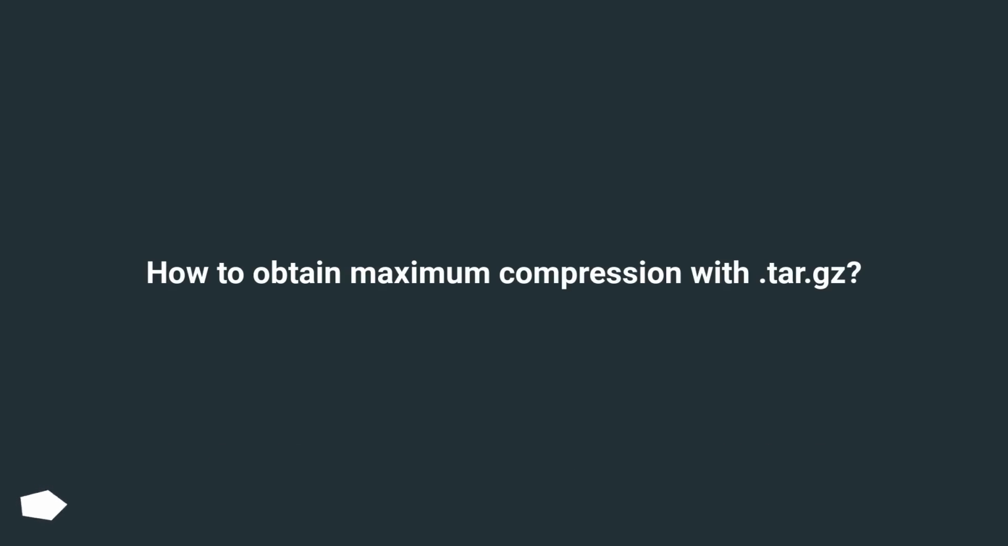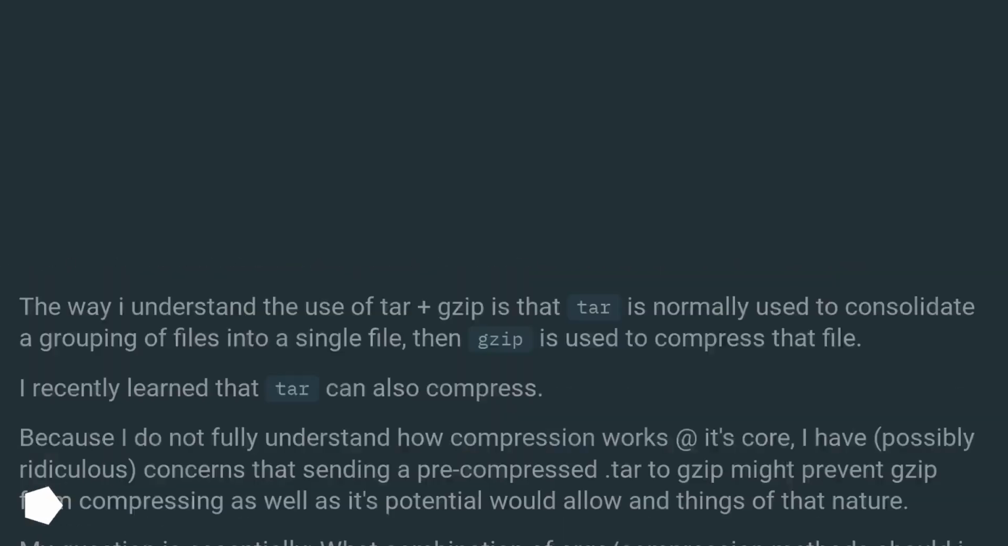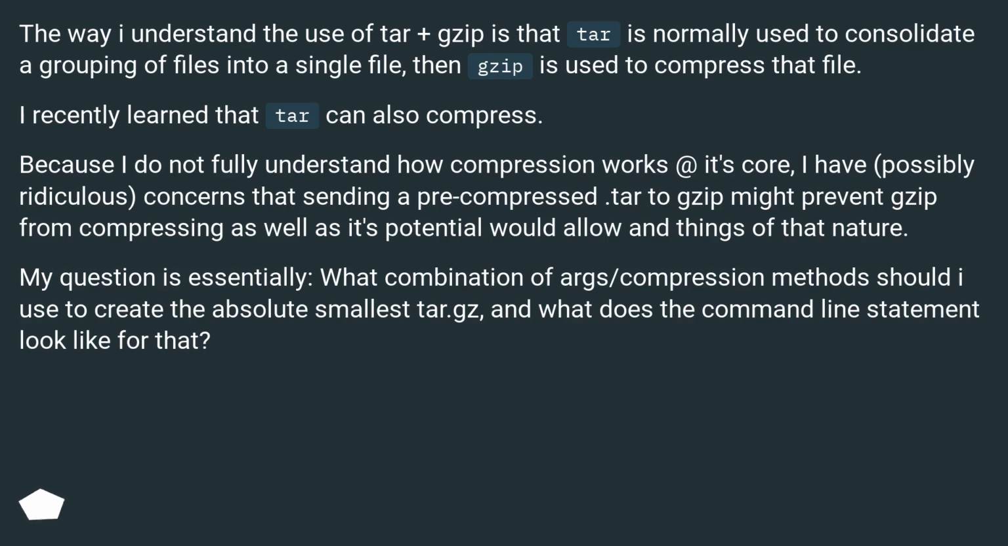How to obtain maximum compression with tar.gz? The way I understand the use of tar plus gzip is that tar is normally used to consolidate a grouping of files into a single file, then gzip is used to compress that file. I recently learned that tar can also compress.